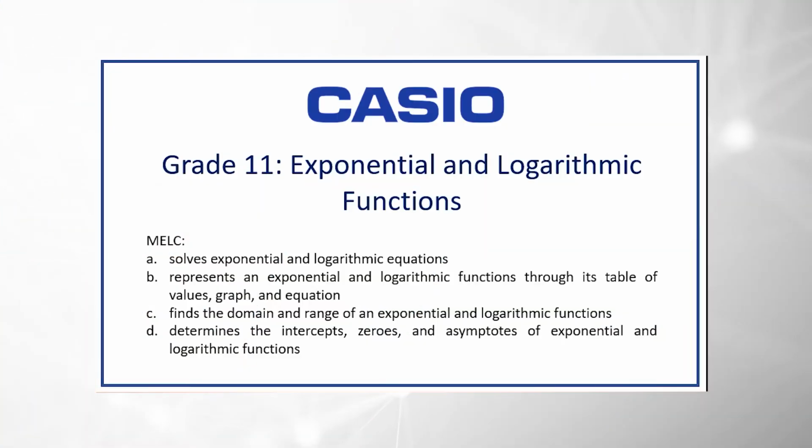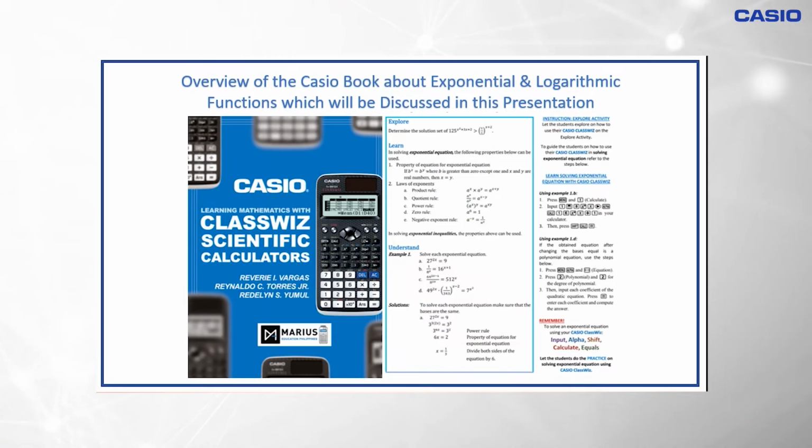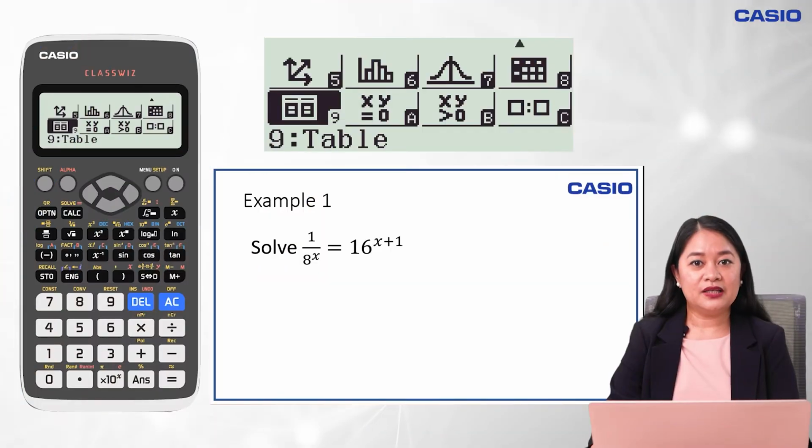For this video using CASIO ClassWiz, we will solve exponential and logarithmic equations, represent an exponential and logarithmic function through a table of values and graph, and determine the domain and range, intercepts, zeros, and asymptotes of exponential and logarithmic functions. The examples and steps to be discussed in this presentation are also indicated in the CASIO book about exponential and logarithmic functions. Now, let us begin by solving this exponential equation.